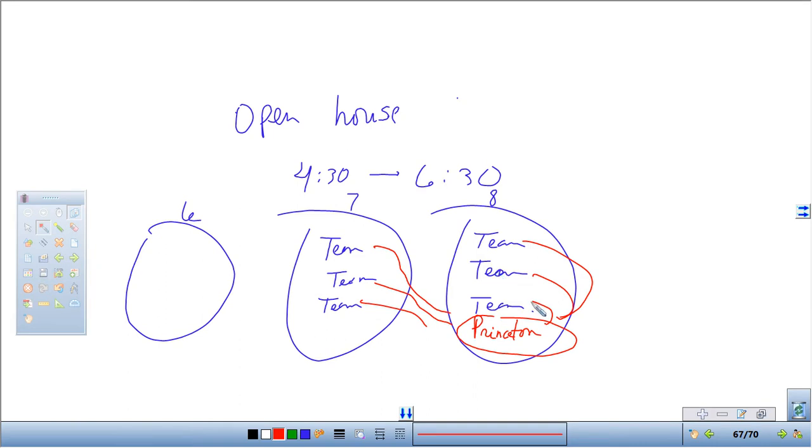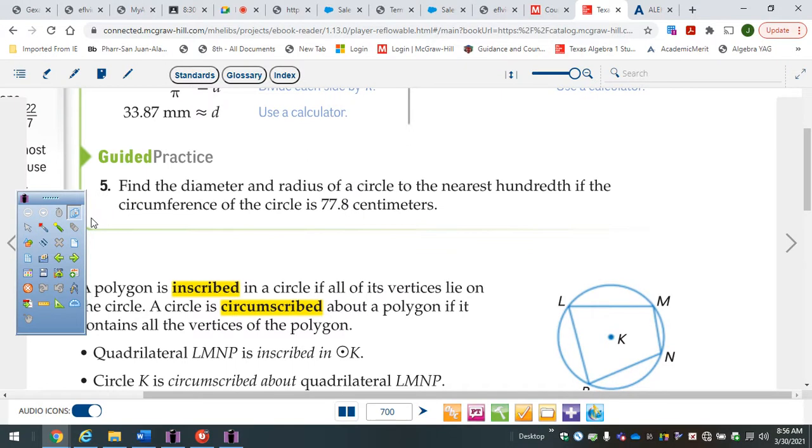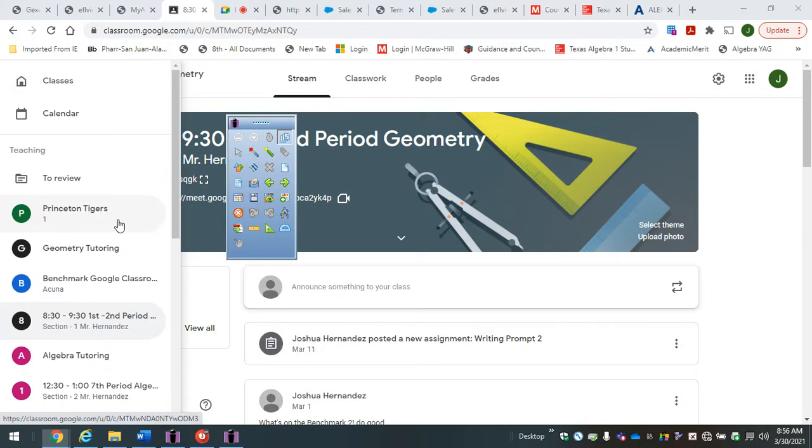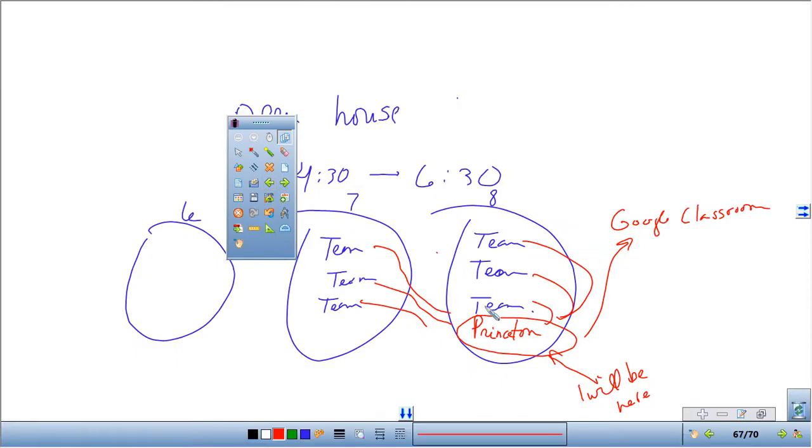This is what I'm going to do. I'm probably going to make up another Google Classroom just for tonight. And I'm not going to be in that classroom. I will be here in this classroom. Let me show you what I'm talking about. My classrooms, I have this Princeton Tigers one. I'll be here because they want me to be there, because that's who I'm assigned to. But I don't think it's fair to everybody else.